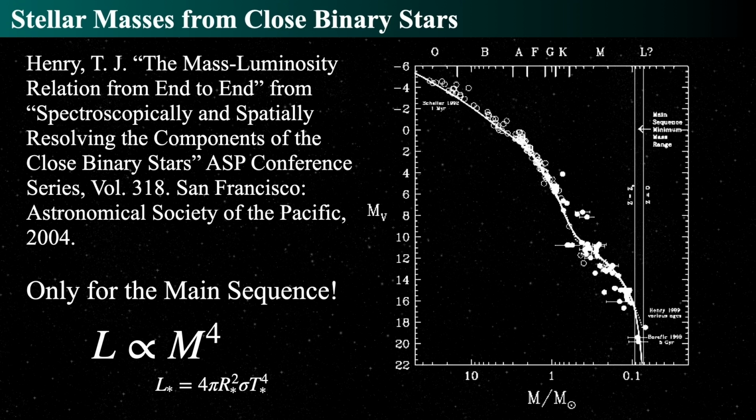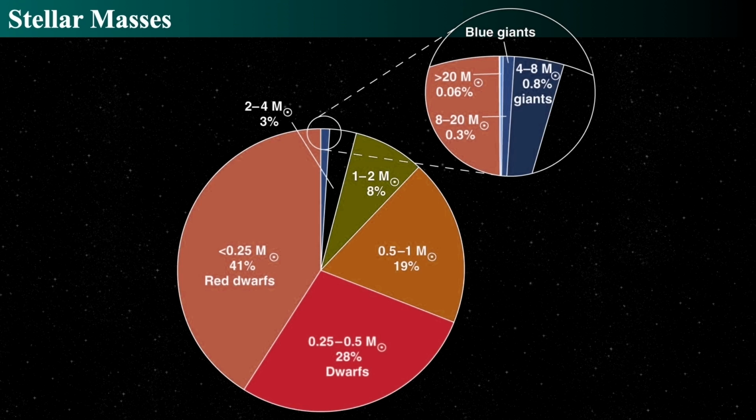And way up here in the upper left, the OBAFGKM, those make up the tiniest fraction of the more massive stars. So the brightest of all the stars that you see in the night sky are, on average, extraordinarily rare. And that's really interesting. We go to the more massive stars, but between 1 and 2 solar masses, it's about 8% of the stars in the sky. If we then think about 2 to 4 solar masses, that's 3% of all the stars in the sky. And we go up even more and more massive.